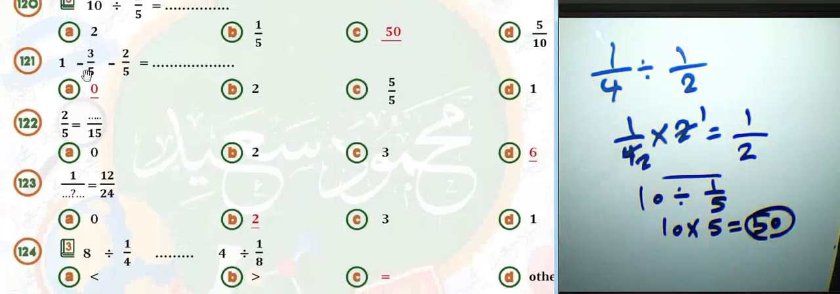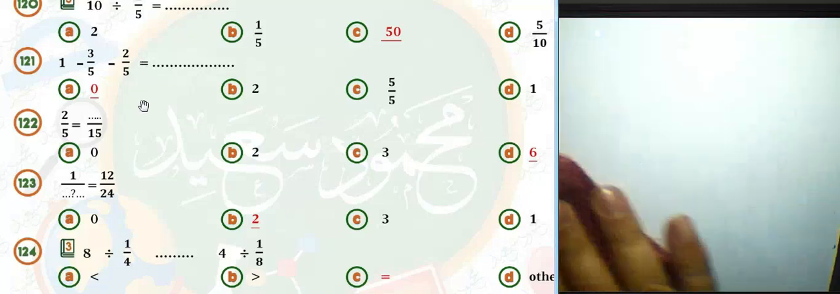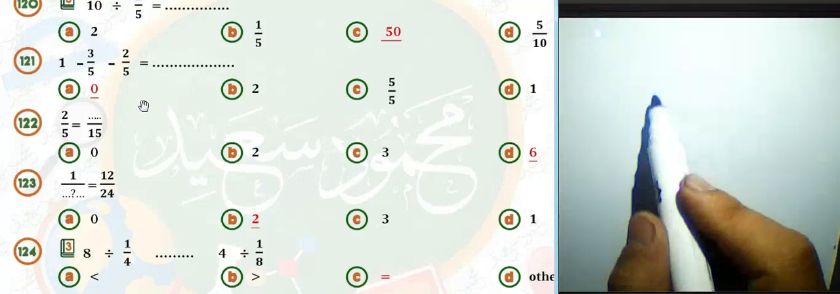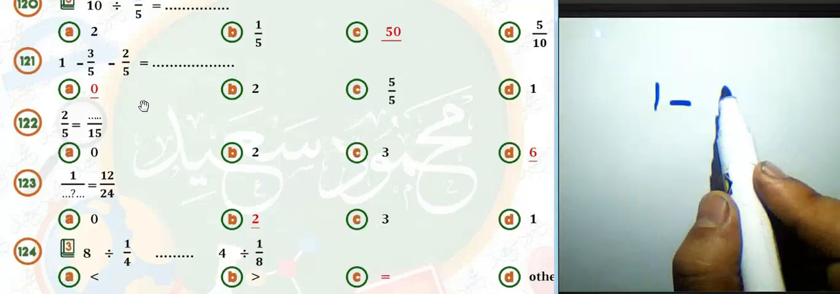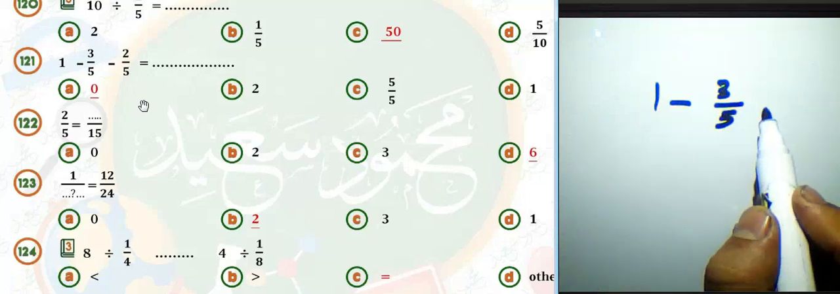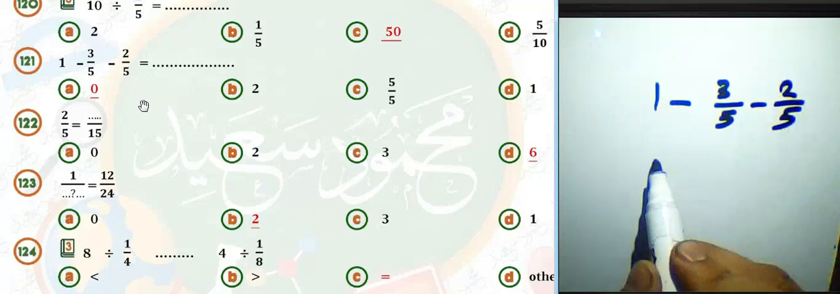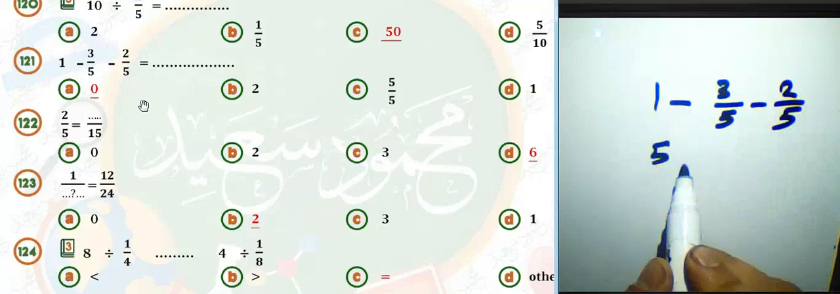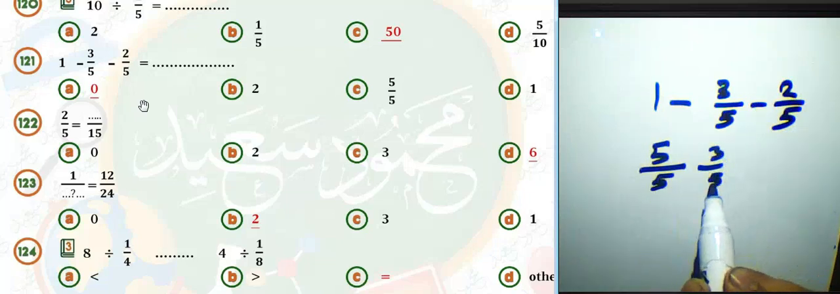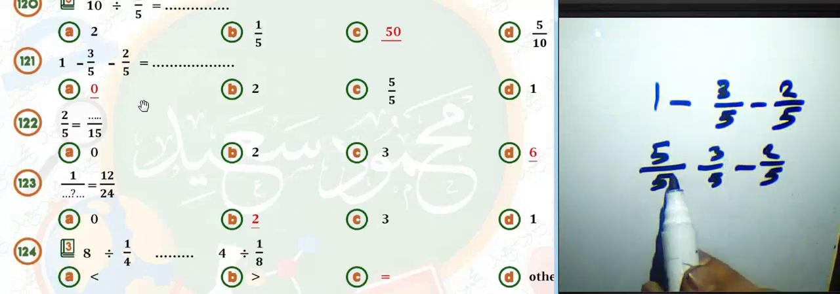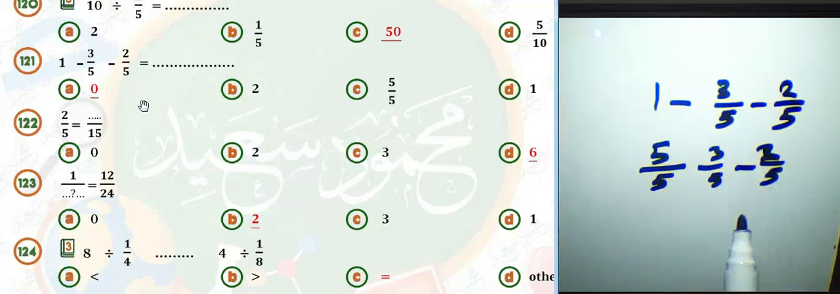1 subtract 3 over 5 subtract 2 over 5 will be equal to 0. Why? Because 1 equals 5 over 5. So 5 over 5, subtract 3 over 5, subtract 2 over 5. 5 minus 3 equals 2, 2 minus 2 equals 0, 0 over 5 equals 0.